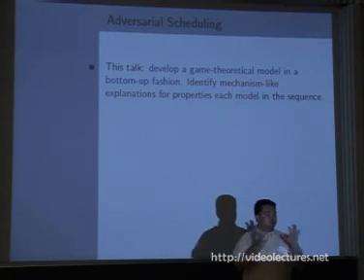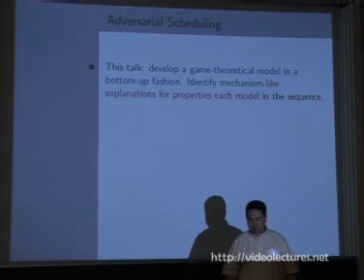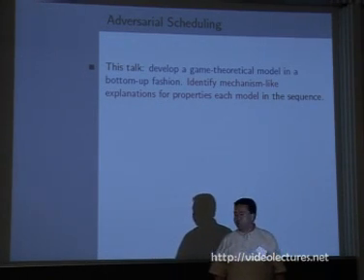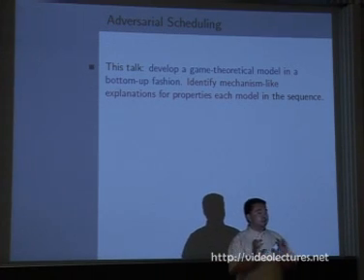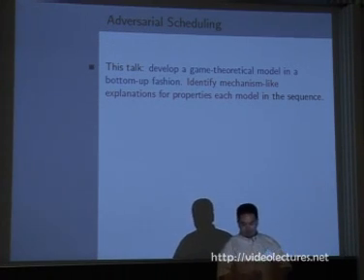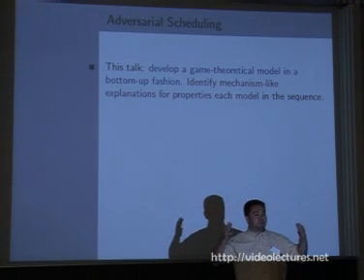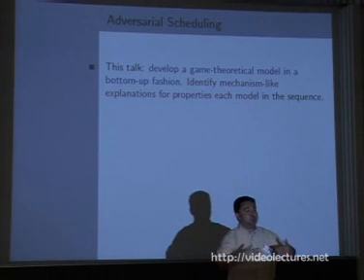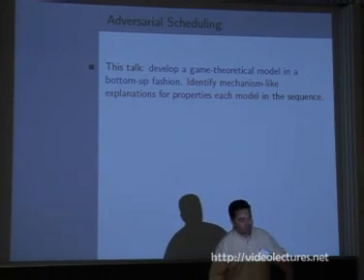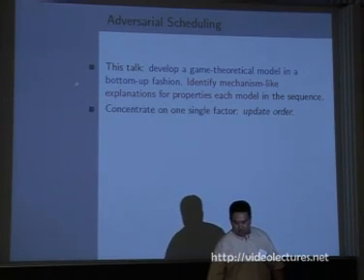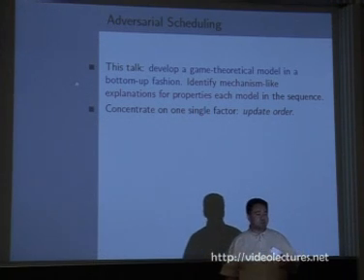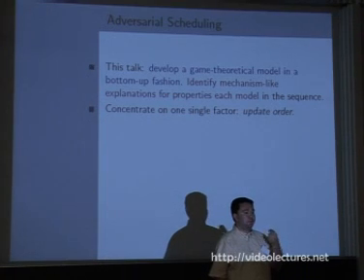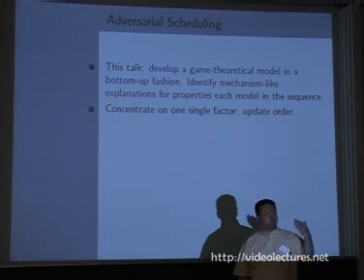Now, I'm not going to do that in the context of social simulations here. I'm going to do it in the context of some mathematical results. What I'm going to do is take a game theoretic model and develop it in a bottom-up fashion. I'll start with something very simple, identify mechanisms there, add more features to the model, look at the mechanisms that underlie the properties of the model, and so forth. And I'm only going to concentrate on one particular feature: the order in which agents update.